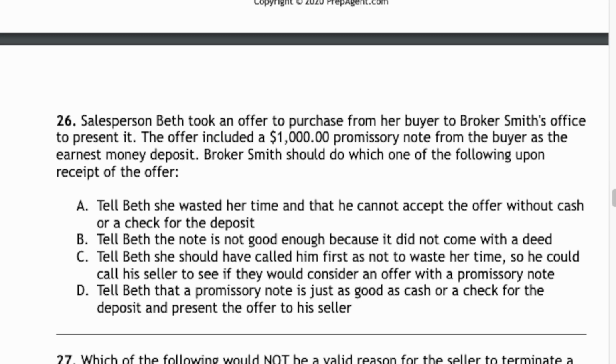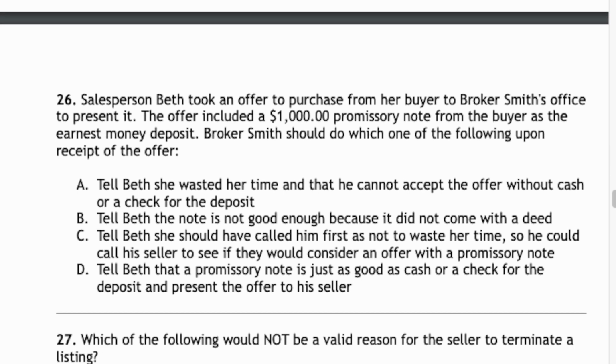26. Salesperson Beth took an offer to purchase from her buyer to broker Smith's office to present it. The offer included a $1,000 promissory note from the buyer as the earnest money deposit. Broker Smith should do which of the following upon receipt of the offer?